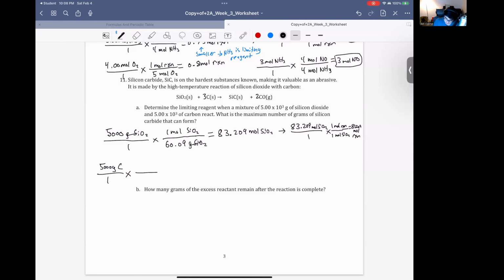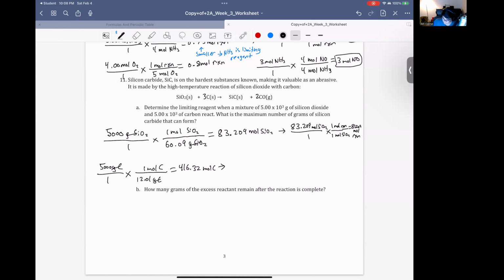Convert this to moles first, right? There's 12.01 grams of carbon for every 1 mole of carbon. These cancel out. Get 5,000 divided by 12.01. Get 416.32 moles of carbon. All right, and then let's go ahead and convert this into moles of reaction.